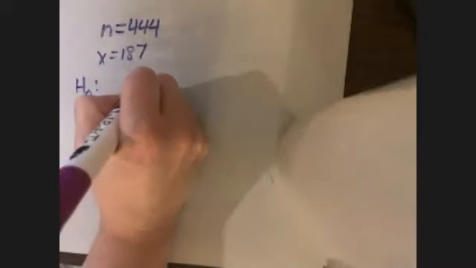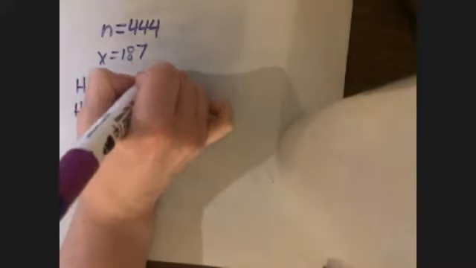In a survey of 444 smokers, 187 of them reported that they had used a nicotine patch to try and quit smoking. Can you conclude that less than half of the smokers used the nicotine patch? Okay, so they want to know if this is less than half, which is going to be 0.50. So the null hypothesis says it's equal to 0.50. Again, the null hypothesis is always going to be an equal sign.